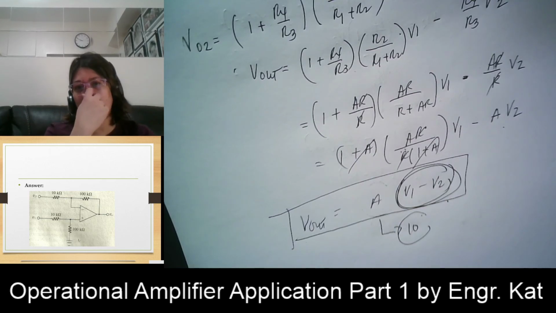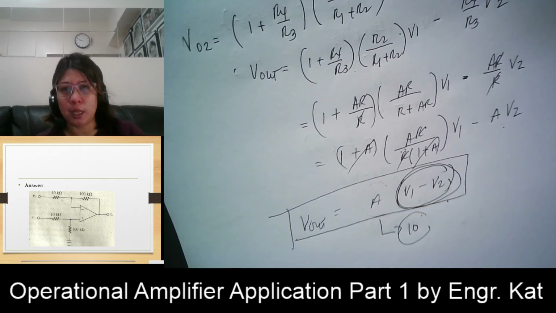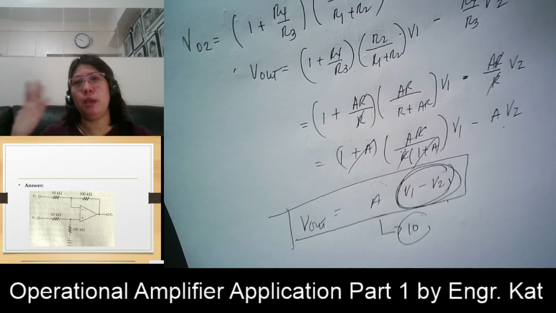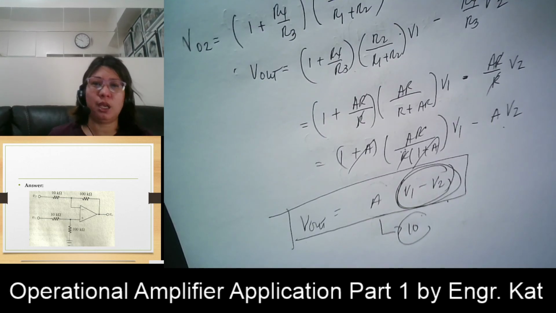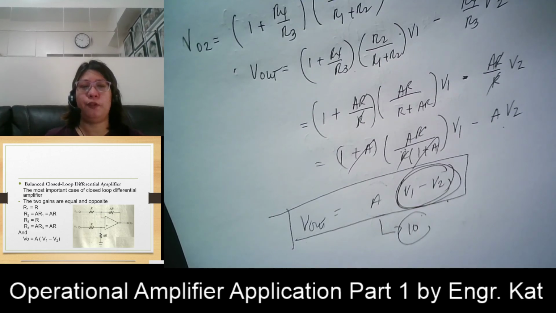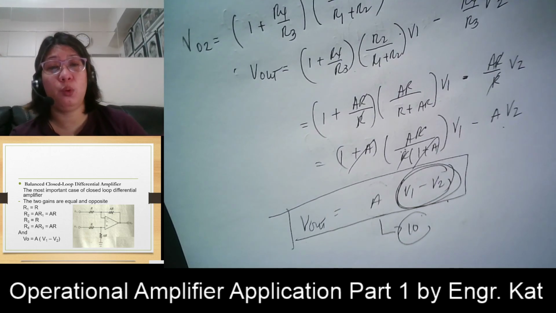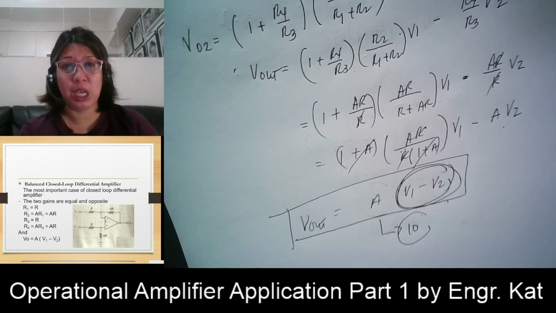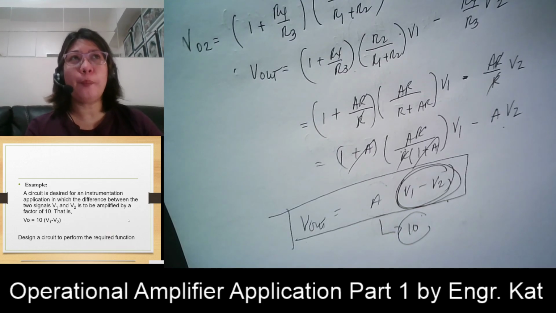Can we make use of 20? Yes, we can make use of 20. So this is 20K, this is 200K, this is 20K, this is 200K. We can also make use of 30, so this is 30K, this is 300K, this is 30K, this is 300 kilo ohms. So that is how the balanced closed loop differential amplifier operates. Don't be confused with the circuit, because the circuit is just the same. All you have to do is change the value of your resistances.